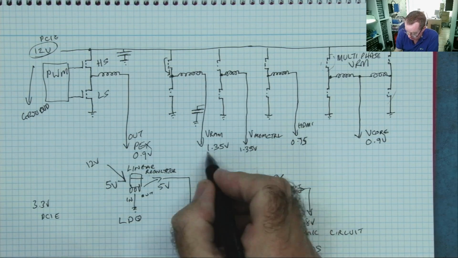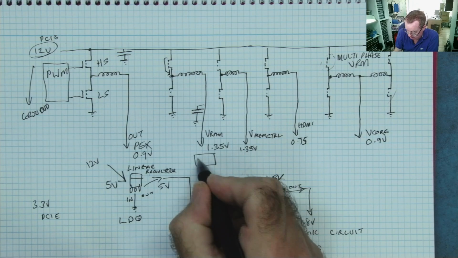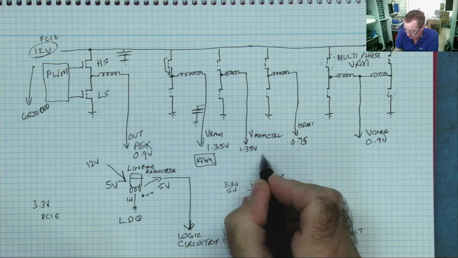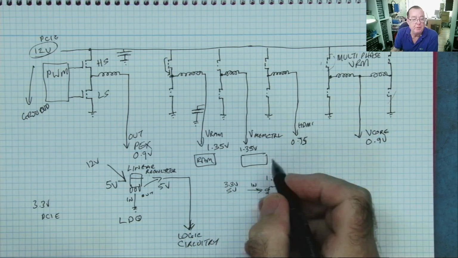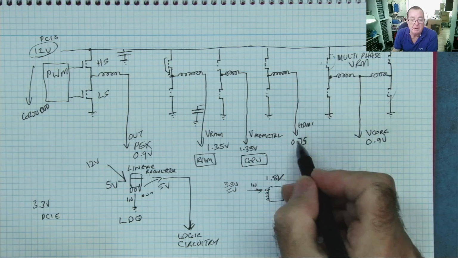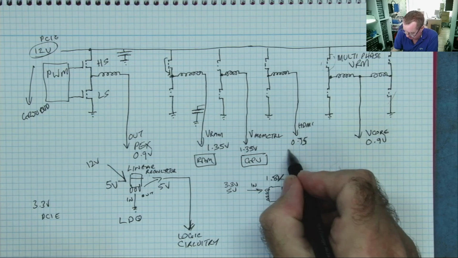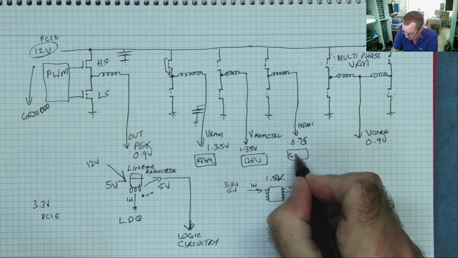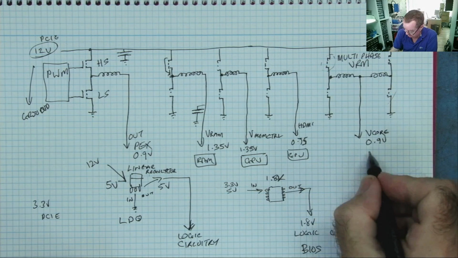What do they power? RAM. Well, that's RAM. Memory controller. This is part of the GPU. The HDMI circuitry and output. This is part of the GPU. VCore. This is the GPU.